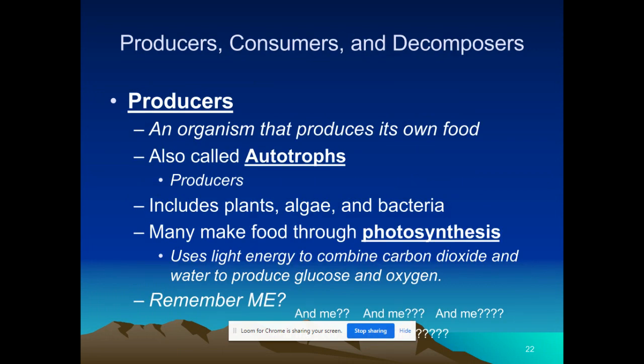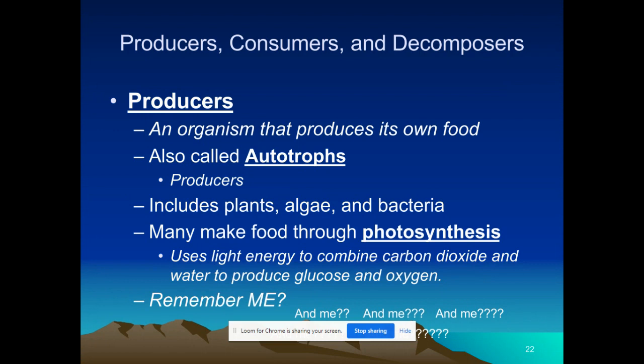Now, producers. I always tell people producers begin with a P. So do plants. Producers are plants, or plants are producers. They're organisms that make their own food. They're also called autotrophs, self-making. So producers would be your plants. We talked about algae. Some bacteria are photosynthetic. They usually make their food through photosynthesis, where they use the light energy, take the carbon dioxide from the air and water, and produce glucose and oxygen. Glucose is the sugar, and of course that's how we get our oxygen, from these producers.